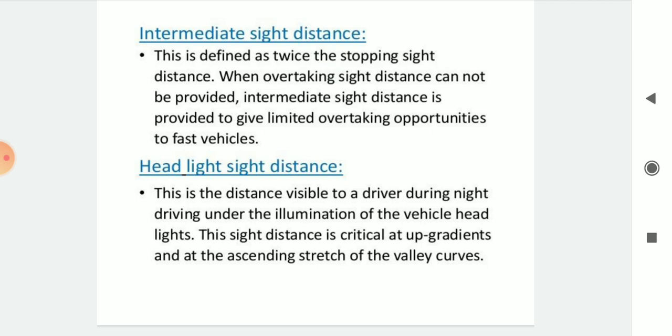Headlight side distance. This is the distance visible to a driver during night driving under the illumination of the vehicle headlights. This side distance is critical at upgradation and at the ascending stretch of the valley curves.